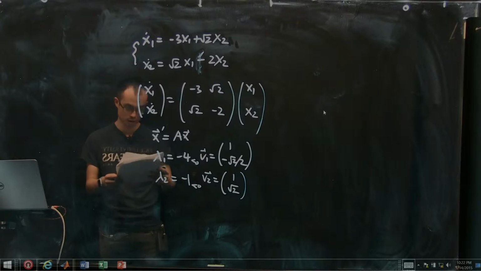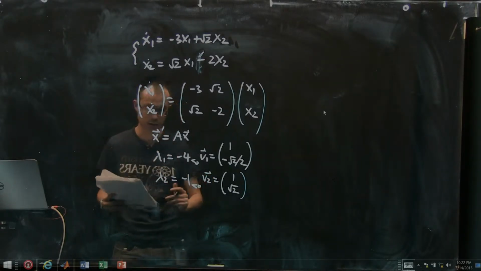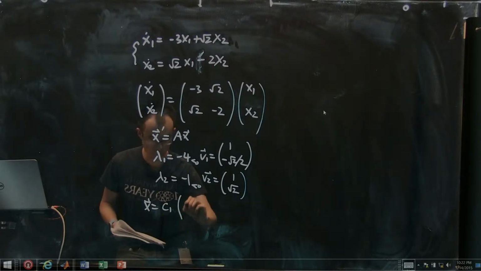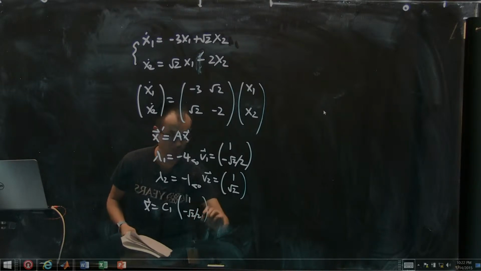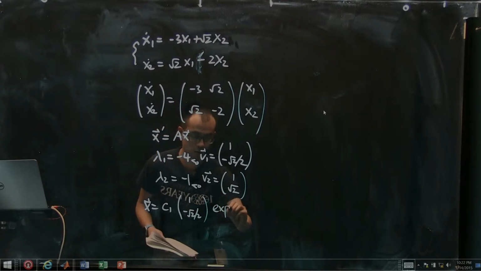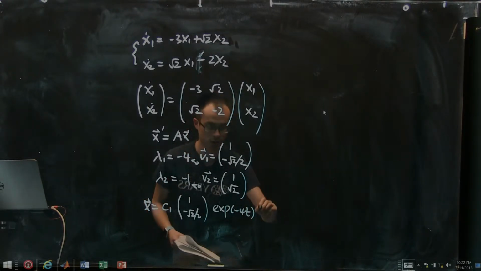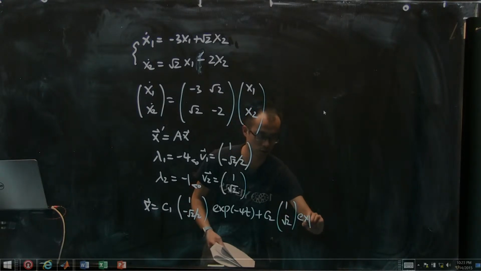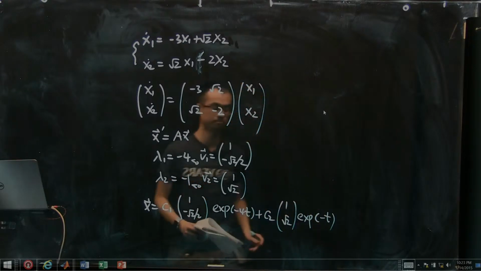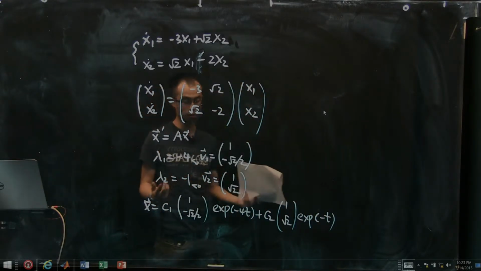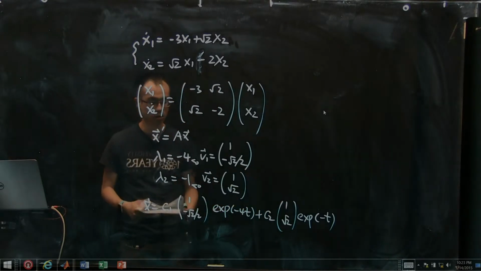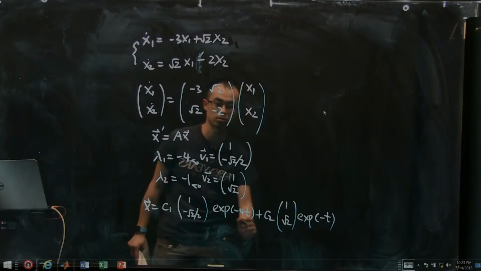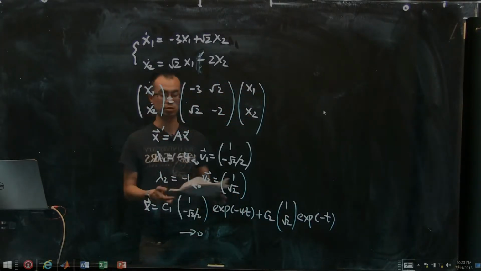Okay? So we can write down the solution, and it looks something like that: c1 times exponential of -4t plus c2 times exponential of -t. Right? So if I ask you what is the long-time behavior for this solution, probably it's very clear, because this decays to 0 and this decays to 0, and this goes to 0.